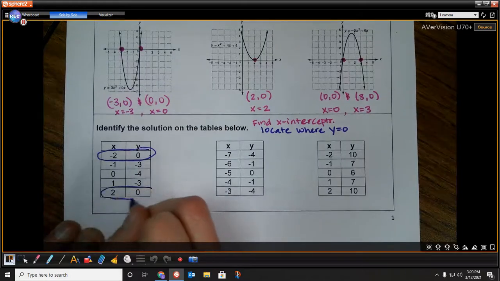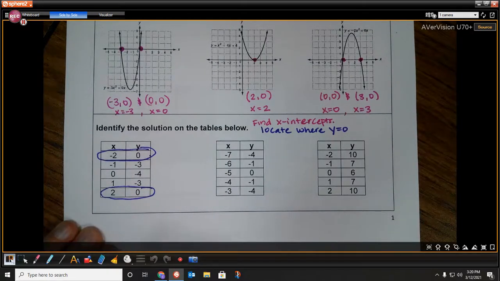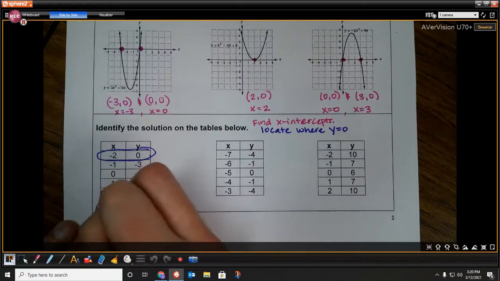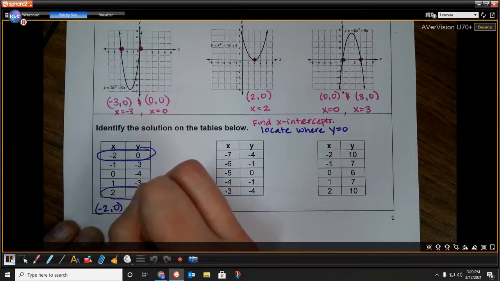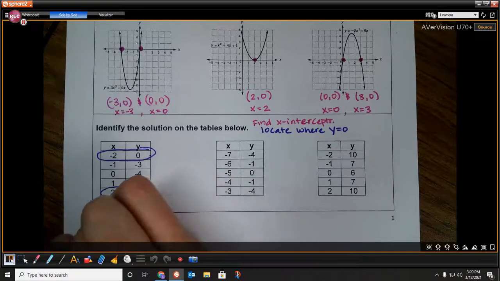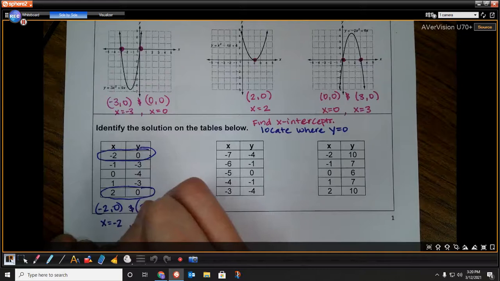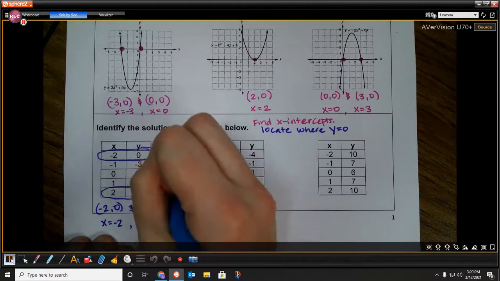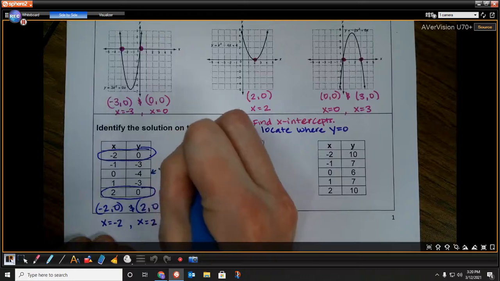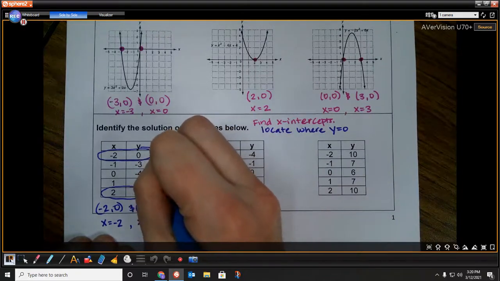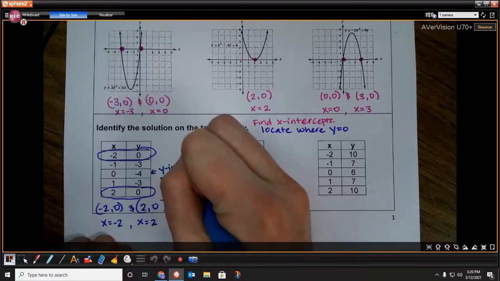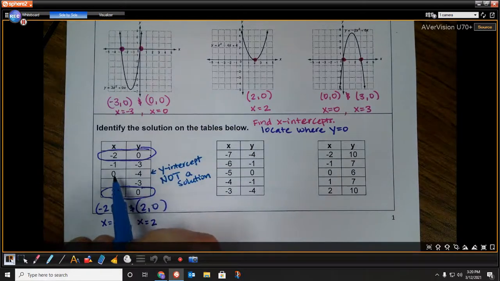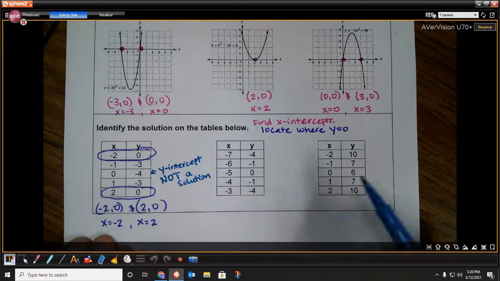And we find it right here at 2, 0. All right, so this would be negative 2, 0 and 2, 0. You could also write it as x equals negative 2, comma x equals 2. You could write your solutions either way. Now, one thing that's important to notice is this right here is our y-intercept. All right, so this is not a solution. So when our x is equal to 0, that would be our y-intercept. We are trying to find our x-intercepts where y is equal to 0.